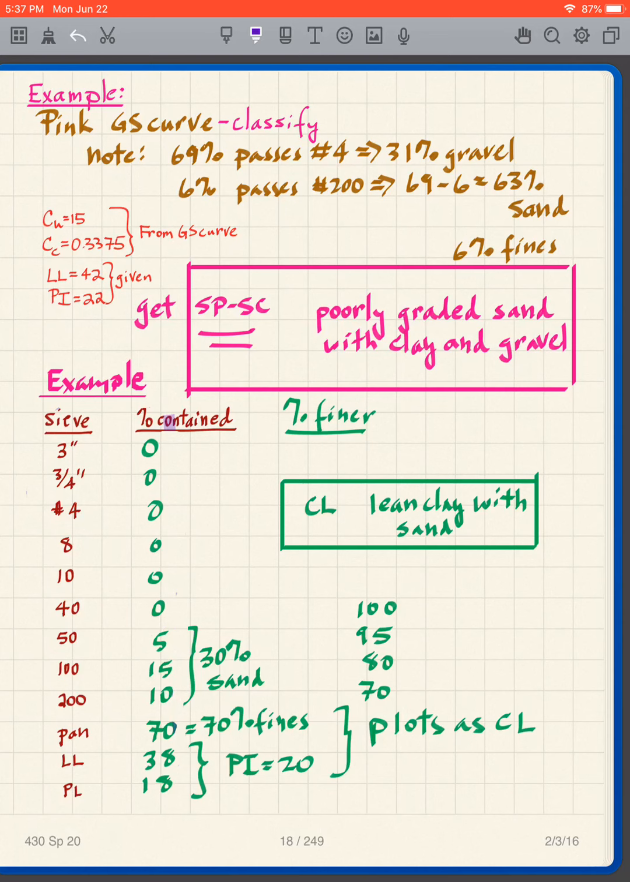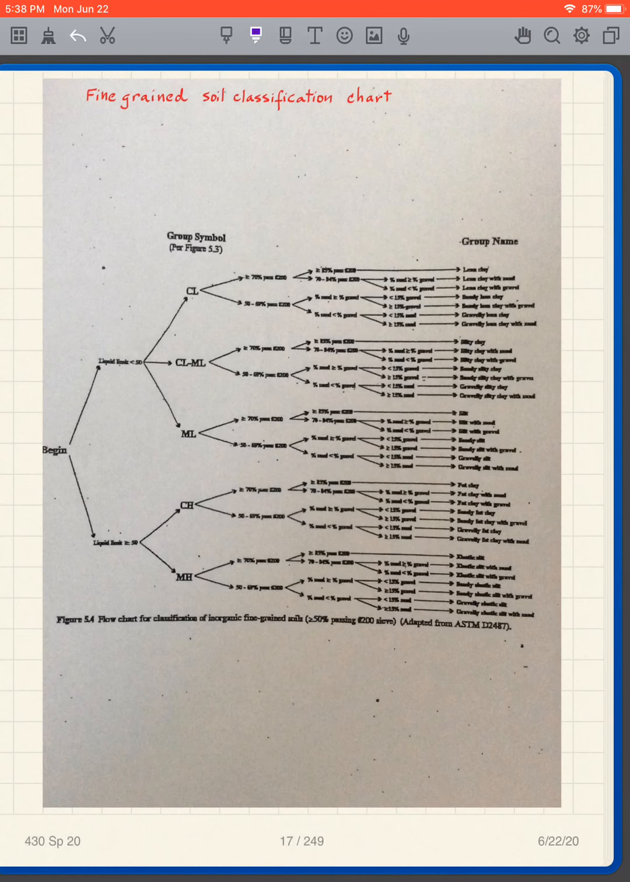So what I need to do is plot my liquid limit and my plasticity index. My liquid limit is 38. My plastic limit is 18. That means my PI is 20. So I have to plot 38, 20. So I'm going to plot 38, 20 on the graph.